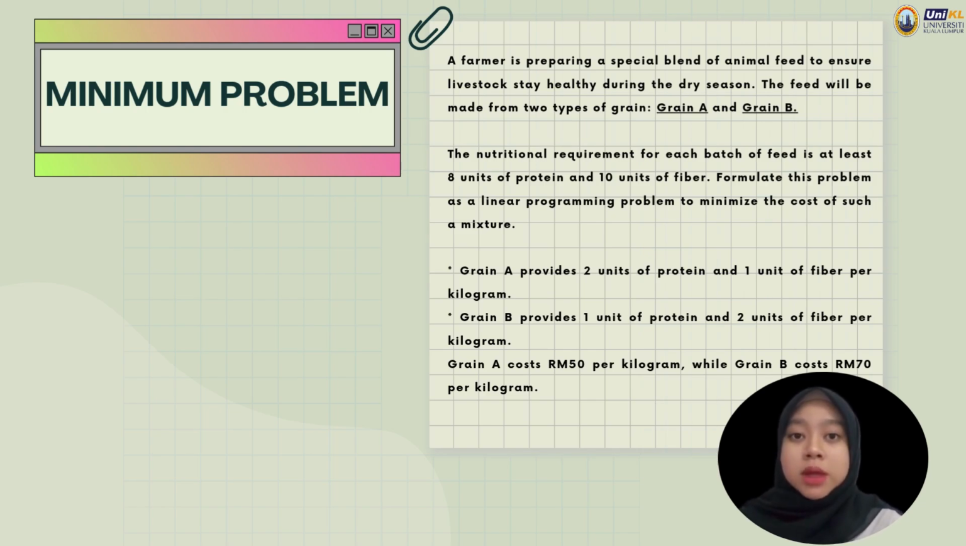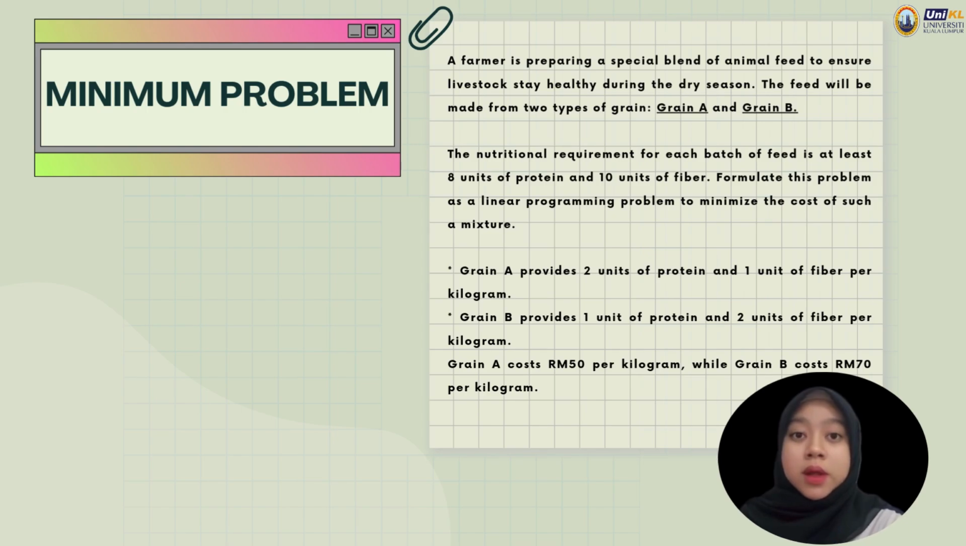But it's not just mixing randomly. Each batch must meet certain nutritional needs, like at least 8 units of protein and at least 10 units of fiber. Each type of grain gives different nutrients. Let me break it down. Grain A gives us 2 units of protein and 1 unit of fiber per kilogram, and grain B gives 1 unit of protein and 2 units of fiber per kilogram.